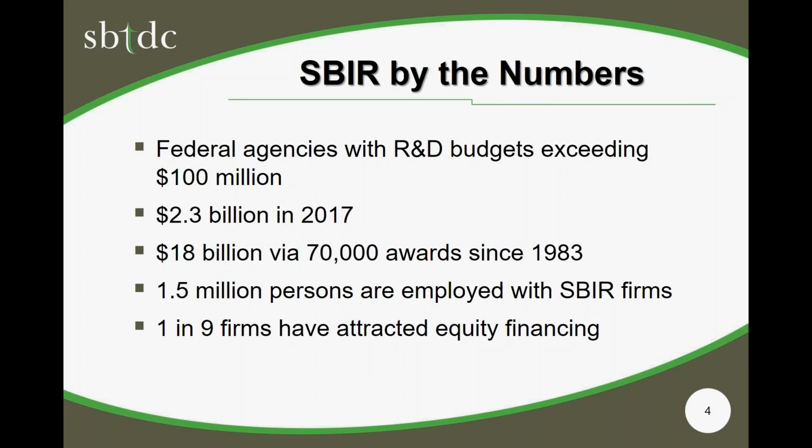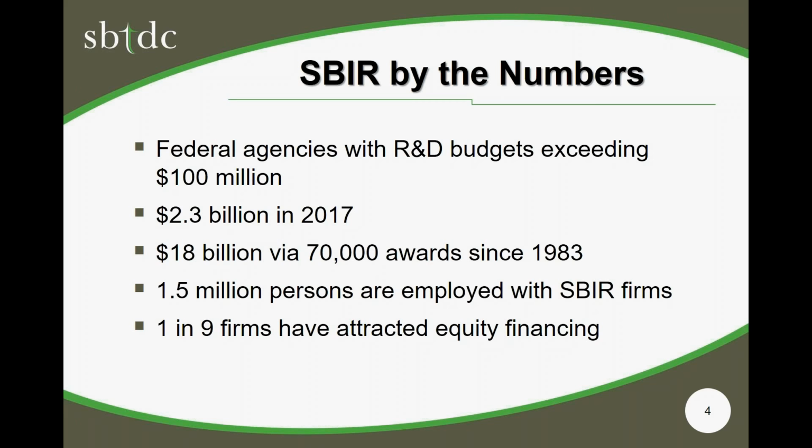Federal agencies that have over $100 million in R&D funding, that's specifically extramural R&D funding, are required to set aside a certain percentage of that funding into the SBIR pool on an annual basis. About $2.3 billion was available in 2017. Since the program started back in 1983, over $18 billion has been awarded through 70,000 unique awards. So quite a long history.